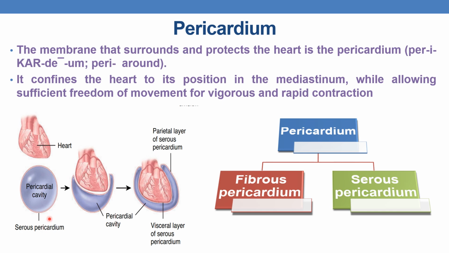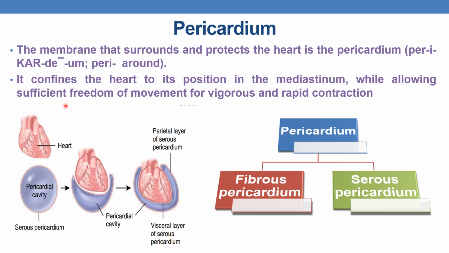Here you can see this is the pericardial cavity. So this pericardium encloses the heart. It has two layers, fibrous pericardium and the serous pericardium. Inner layer is the visceral layer of the serous pericardium. This serous pericardium is again divided into visceral layer and parietal layer that we will discuss in the next slide.